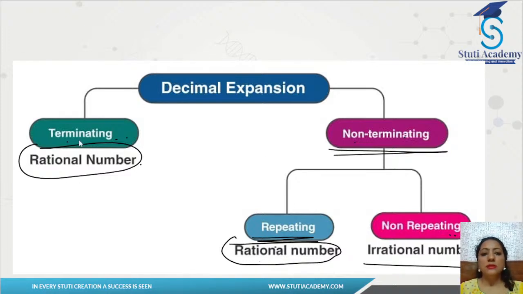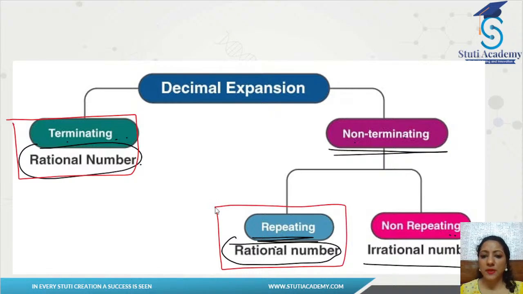Now please notice that we have a rational number in case of terminating decimal expansion and in case of non-terminating repeating decimal expansion. Now if we have a rational number, it's written in p by q form, we know. How will we figure out whether the decimal expansion is terminating or non-terminating repeating? So we are going to understand this concept in detail.